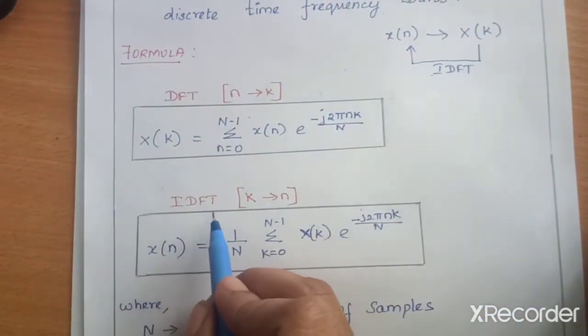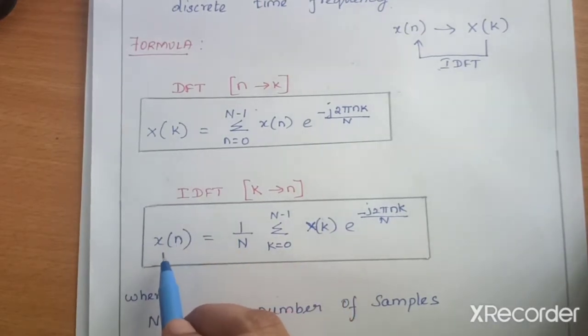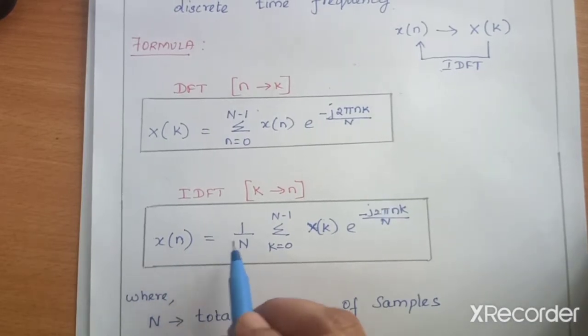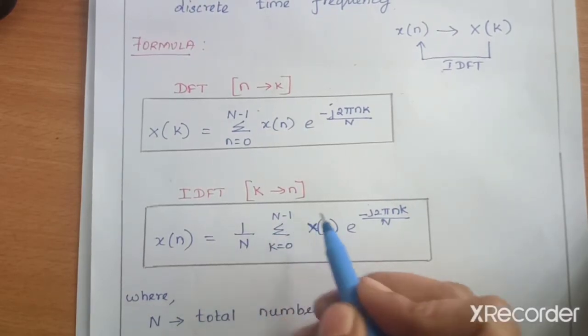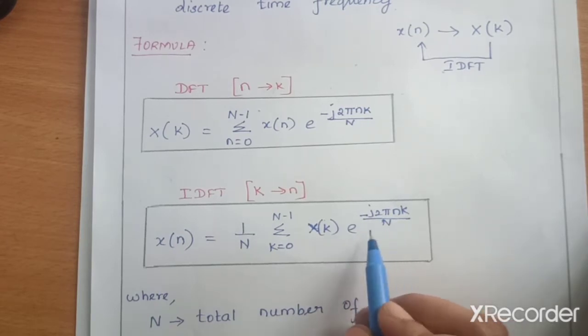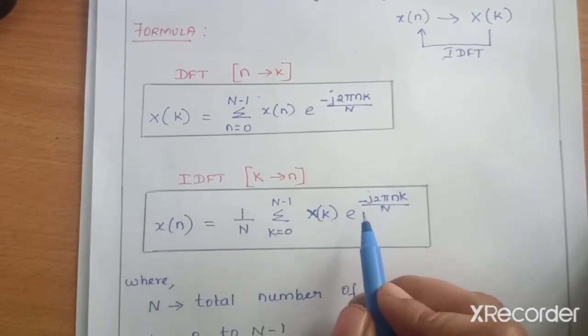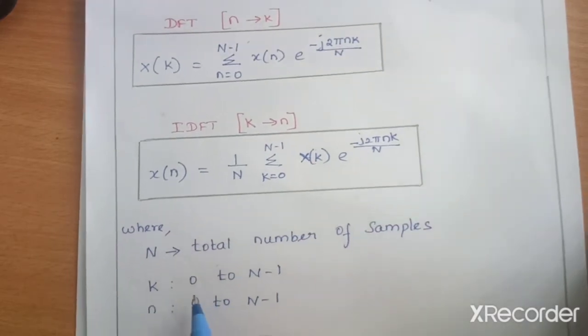Similarly for IDFT, which means inverse discrete Fourier transform, the formula will be small x of n is equal to 1 by N summation of k is equal to 0 to N minus 1 capital X of k e power j 2 pi n k by capital N. Here we have the term N. The N represents the total number of samples, that is the length of the sample, and k ranges from 0 to capital N minus 1 and small n ranges from 0 to capital N minus 1.